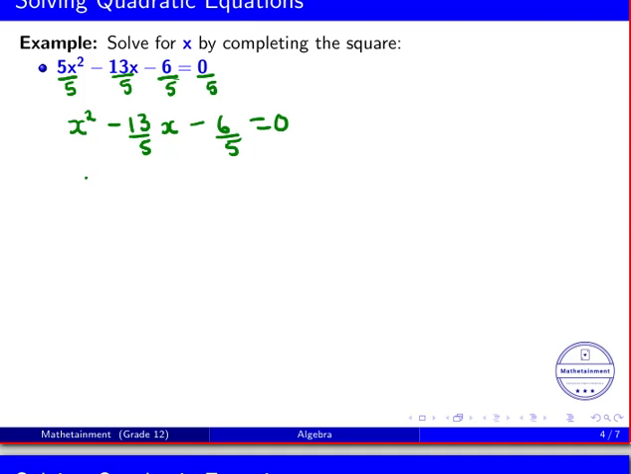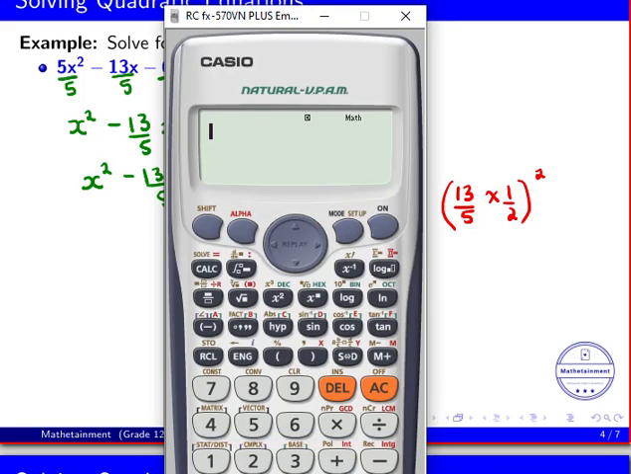Now transpose the constant to the right-hand side. That's the second step. x squared minus 13 over 5 x equal to 6 over 5. And now the next step says, take the coefficient of x, multiply it by 1 over 2, square the product, and add it on both sides of the equation. So let's take the coefficient of x. It's 13 over 5. We want to multiply it by 1 over 2, and let us square the product. Well, to be on the safe side, let us use our famous calculator here.